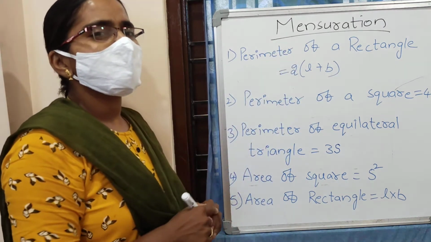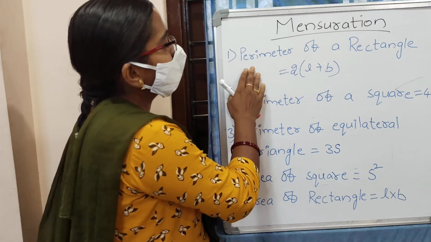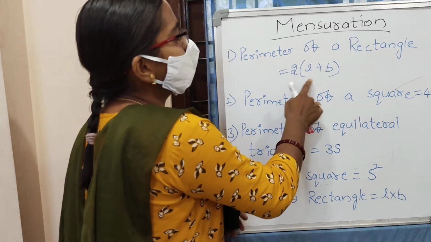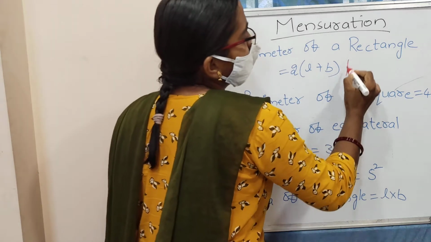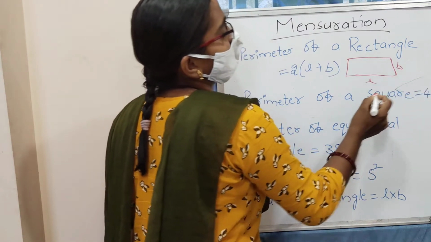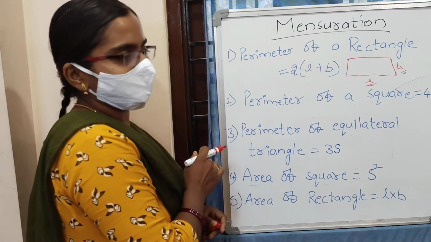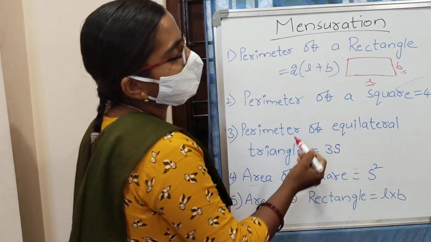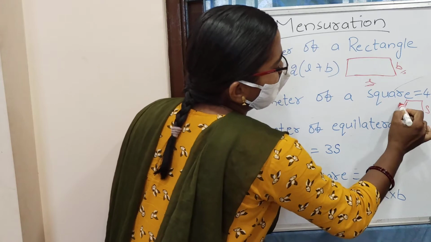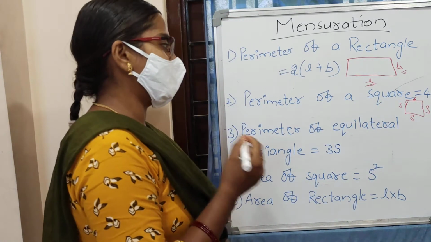In this mensuration, we have some very small formulas. The perimeter of a rectangle is 2 into (L plus B), meaning length and breadth. If this is a rectangle, this is the length and this is the breadth. So 2 into (L plus B) is the perimeter of that rectangle. Next, the perimeter of a square is 4S, where S means side. Square means all sides are equal. So the sum of the 4 sides is called its perimeter.